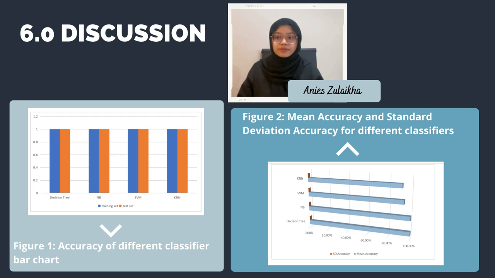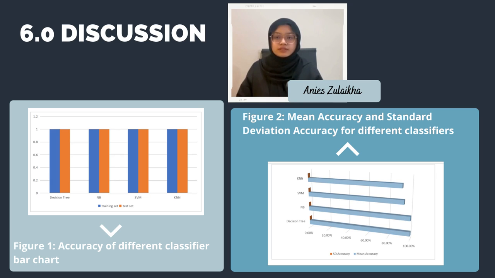I will present the discussion. In this report, we compared four classification algorithms, which are decision tree, naive Bayes, support vector machine, and k-nearest neighbor. We use 10-fold cross-validation to evaluate each algorithm, and we found the mean accuracy and also the standard deviation of accuracy. According to figure 2, the mean accuracy for both decision tree and naive Bayes are the same, which is 100%. SVM is 93.99%, and lastly KNN is 91.99%.